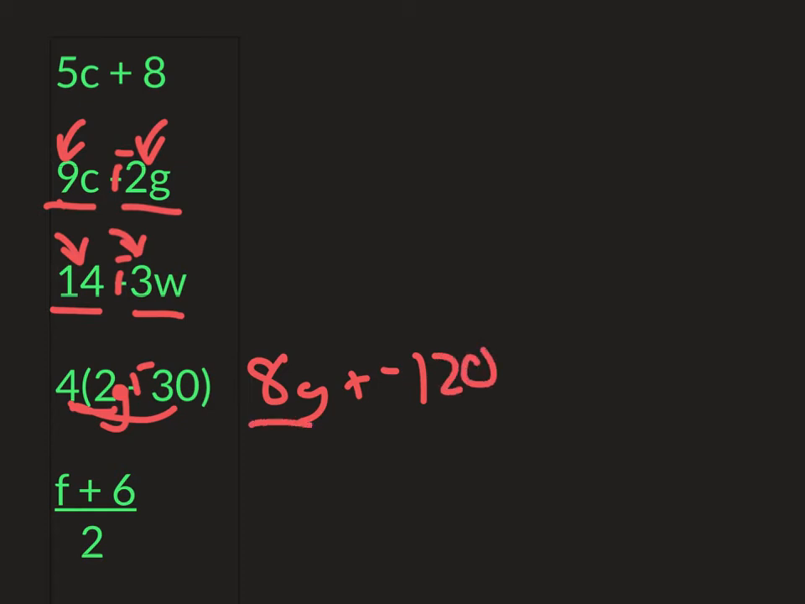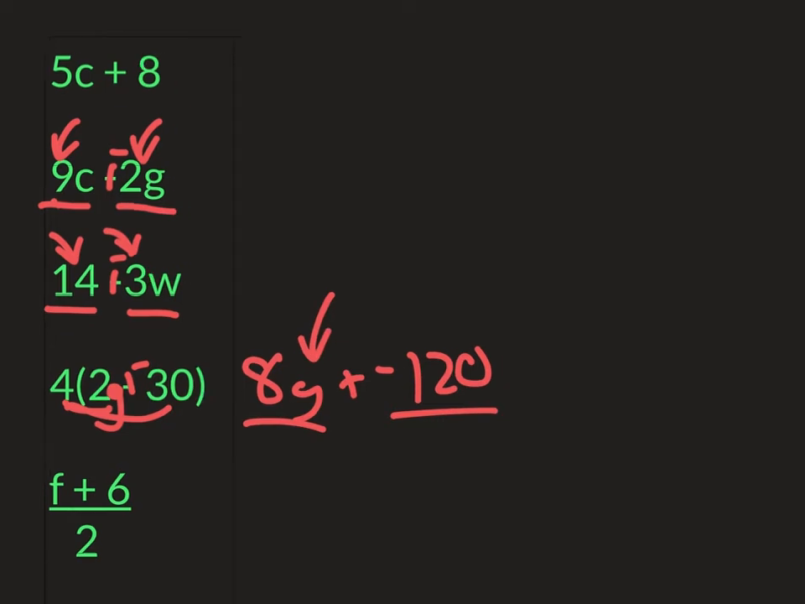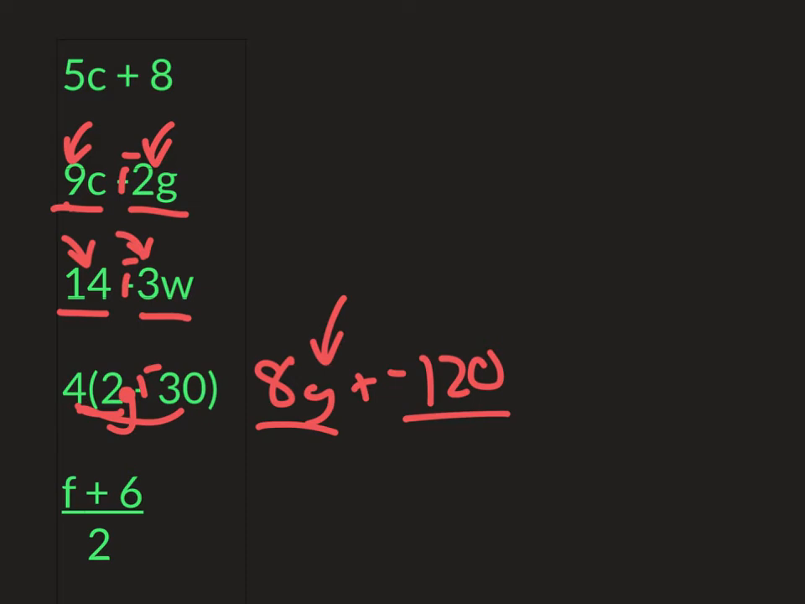And now I would be in a two-term algebraic expression. Algebraic because it has a letter. This is your variable term, 8g. This is your constant term, and your 8 is your coefficient.